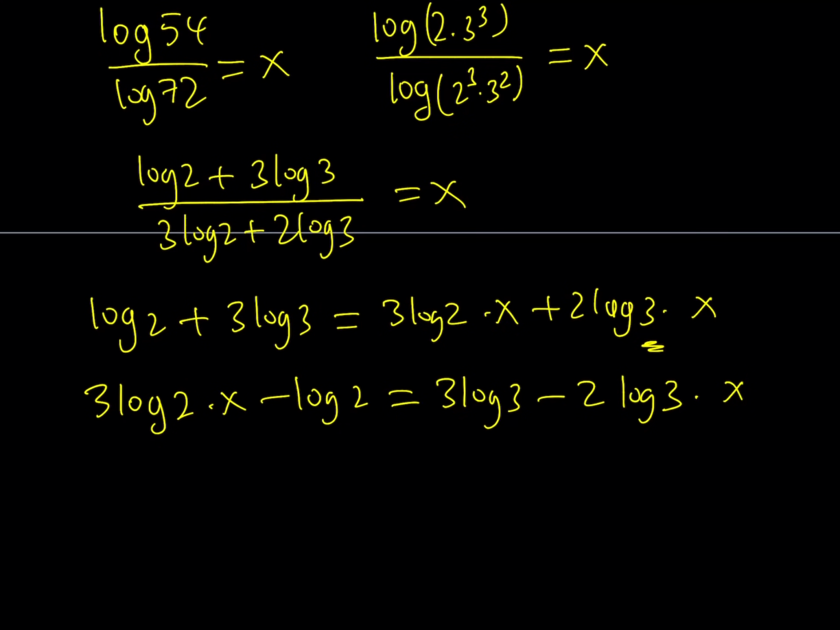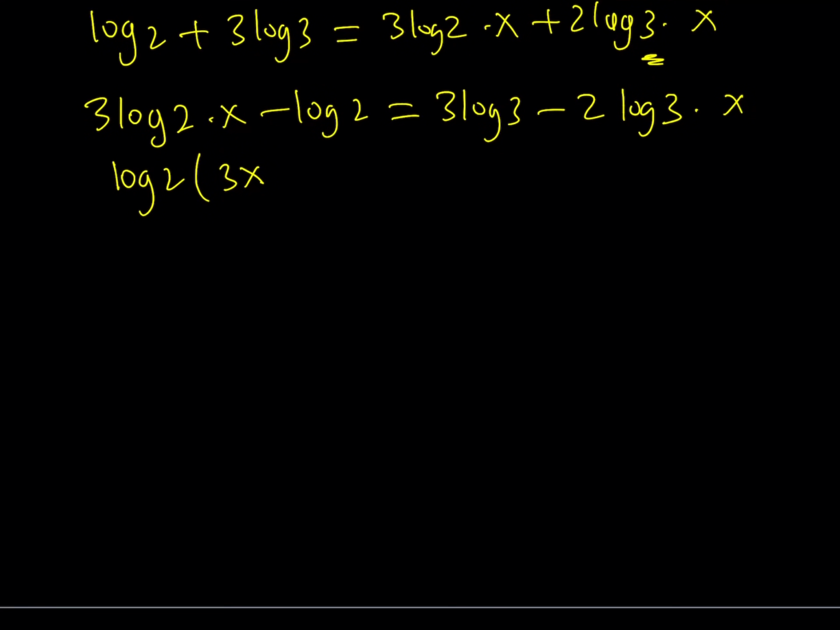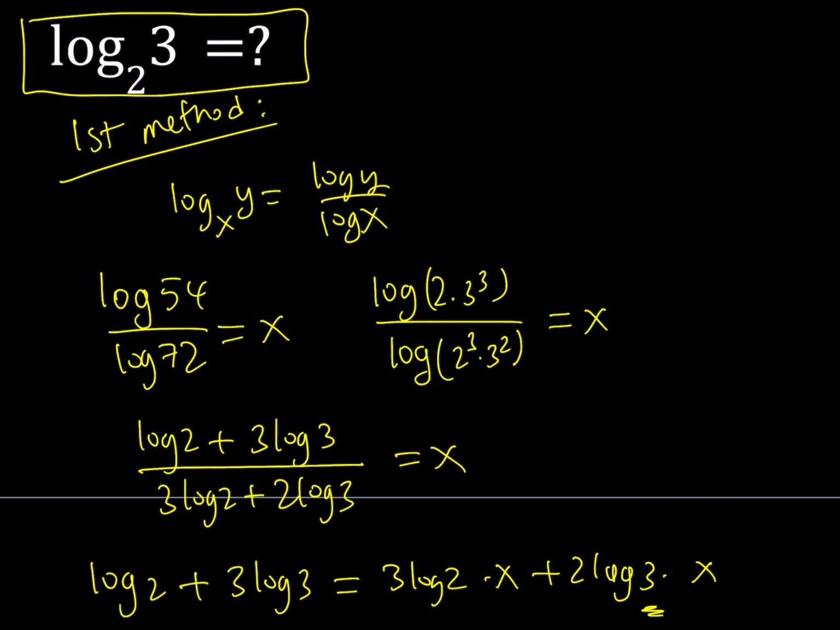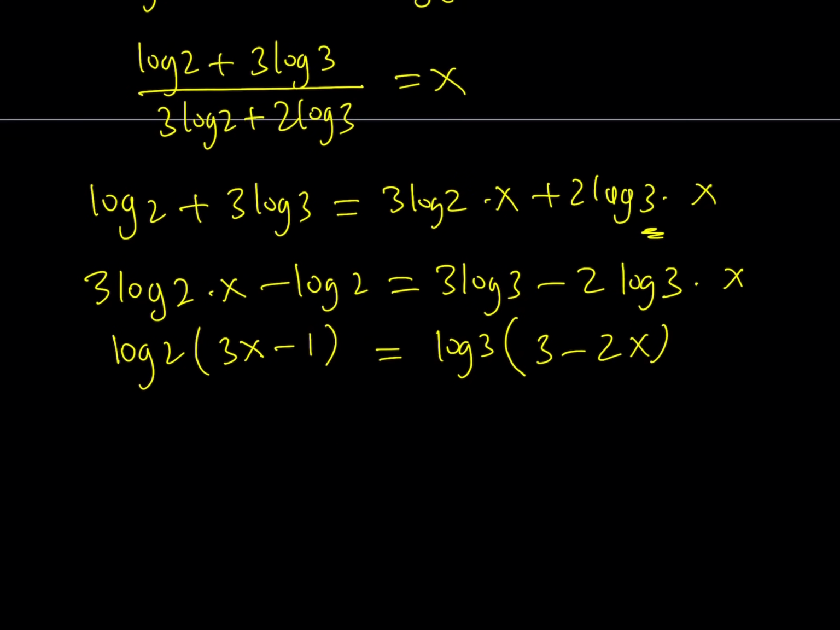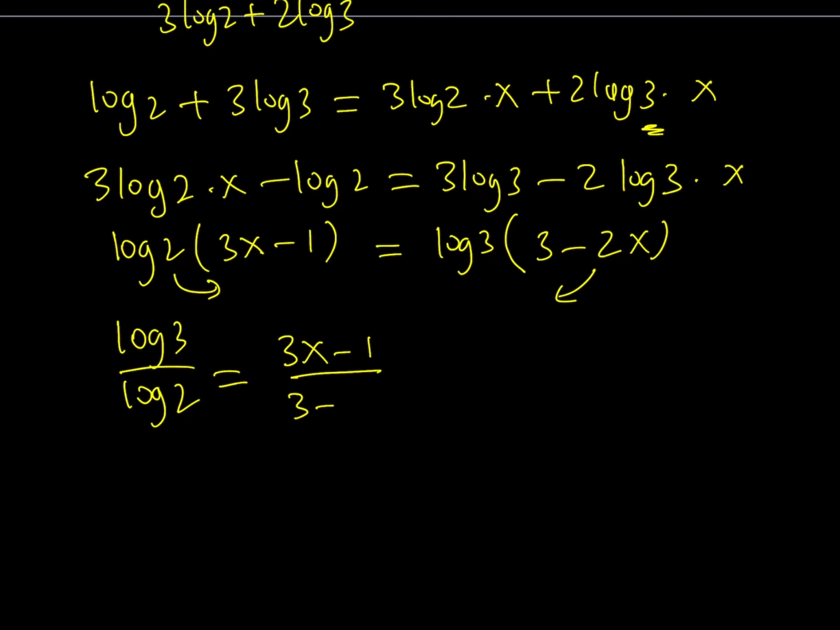Okay, and then I'll be taking out a log 2 here, so I'll use factoring. This is going to give me log 2 multiplied by the quantity 3x minus 1 equals log 3 factored out, times 3 minus 2x. And from here, I want to get log 3 over log 2 as opposed to log 2 over log 3, because if you use the change of base here, this is going to be equivalent to log 3 over log 2. That's what I'm trying to get. So let's go ahead and make the divisions. Log 3 over log 2. So we can just divide by that and divide by this. It's going to equal 3x minus 1 divided by 3 minus 2x.